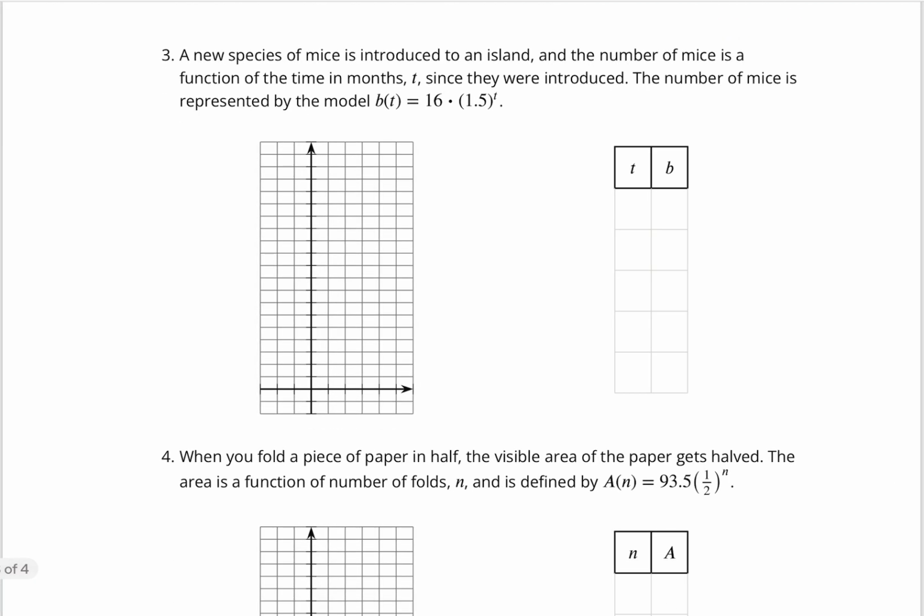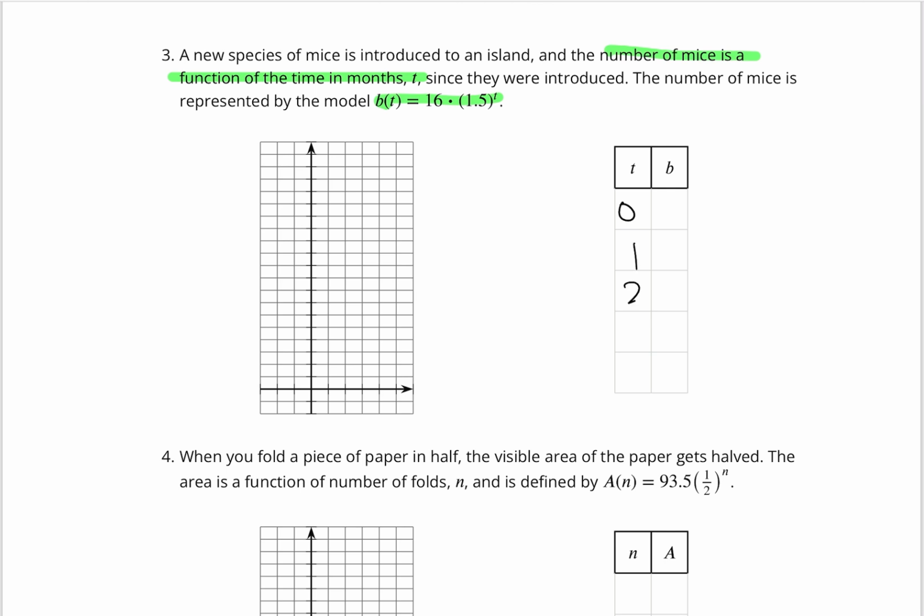Moving on, number 3. This one's a little different. It's exponential, as you can see. It says this new species of mice is introduced to an island, and the number of mice is a function of the time in months since they were introduced. The number of mice is represented by the model b of t equals 16 times 1.5 to the power of t. And it tells us number of mice is a function of time in months, so we know the independent variable is time in months. The dependent variable is how many mice there are.